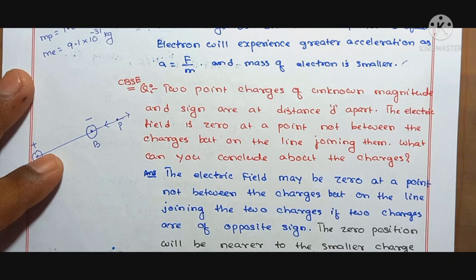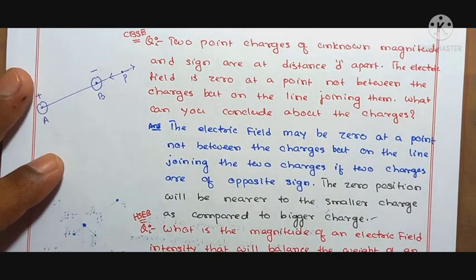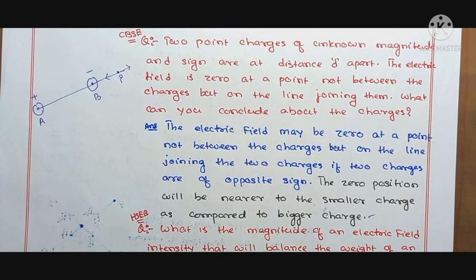Two point charges of unknown magnitude and sign are at a distance d apart. The electric field is 0 at a point not between the charges but on the line joining them. What can you conclude about the charges? The electric field may be 0 at a point not between the charges but on the line joining the two charges if two charges are of opposite signs. The 0 position will be nearer to the smaller charge as compared to the bigger charge.